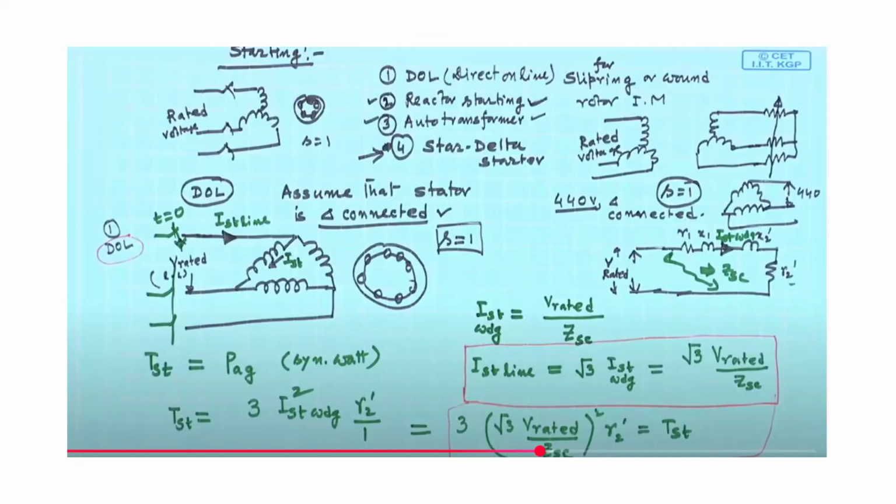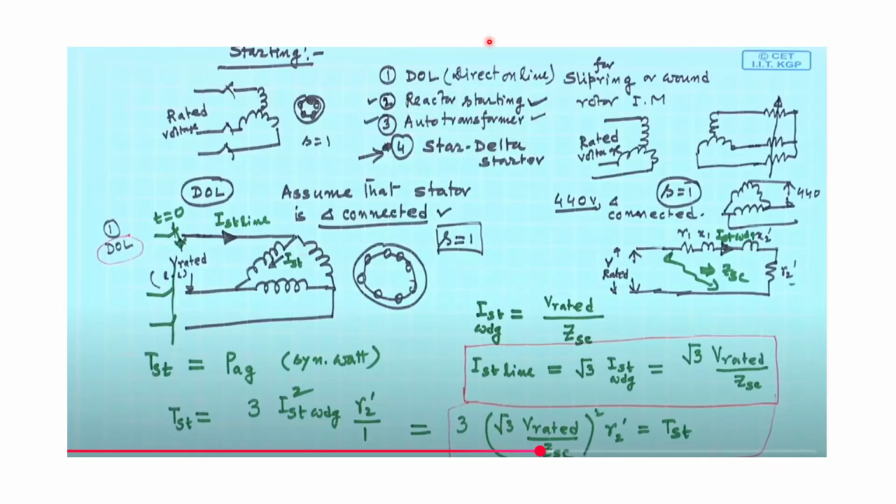These are all pictures which I have taken from the slides only. Let me explain what these methods are. In starting methods, there are basically four categories. One is the direct online starting, then the reactor starting, auto transformer starting, and star delta starter. Now in the direct online starting, first of all, there are two things.